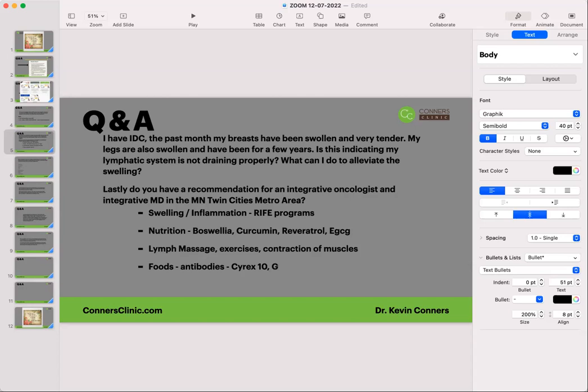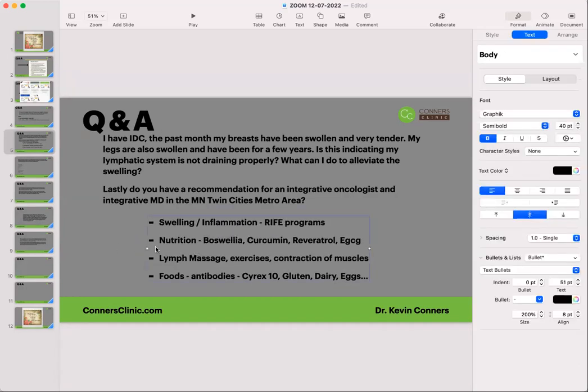Some of the most common inflammatory foods are gluten, dairy, eggs. Think of things like that, meat. Well, I'm already on such a restricted diet. Okay, well then think of the things above that. So there's a lot of different things that you could do to help increase the lymphatic detoxification.